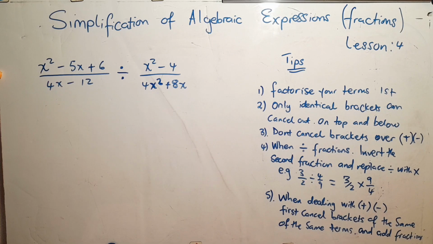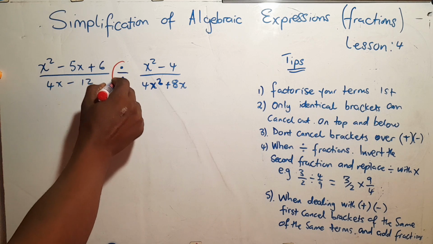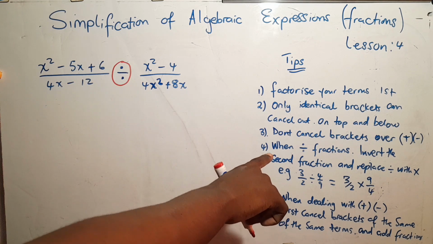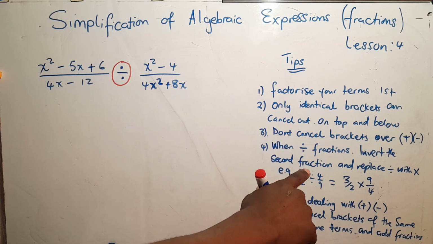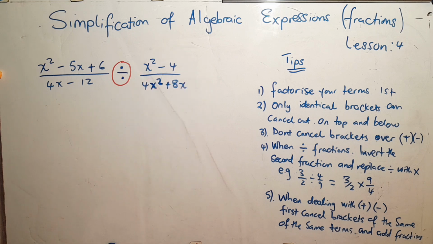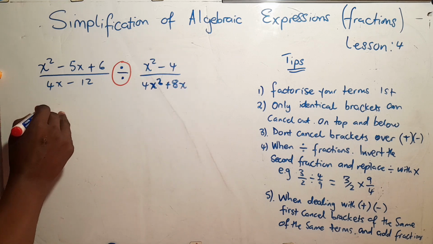So let's take a look at this one, and you can see that this one is having a division sign. So I already explained that if there's a division sign, we replace that by a multiplication sign, and then we can invert your fraction. So let's just rewrite this.